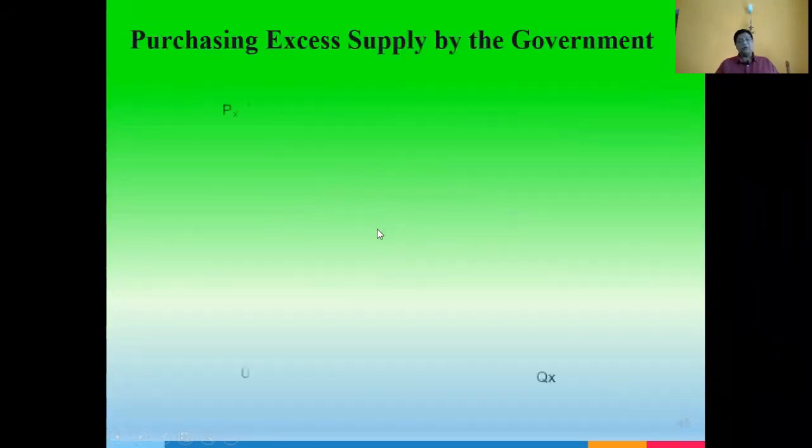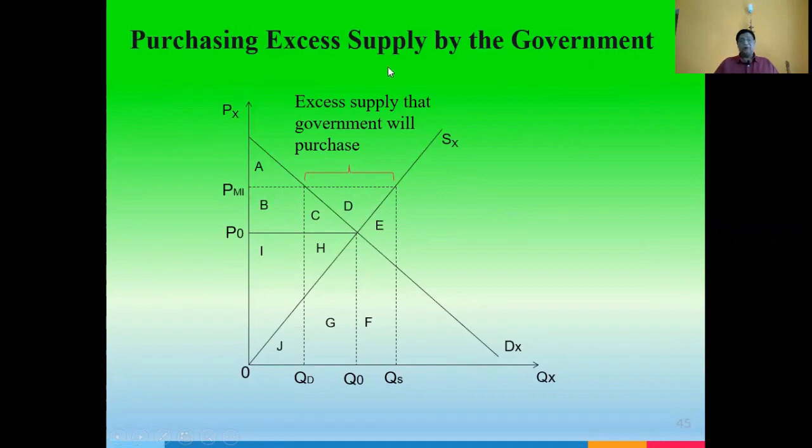Now I would like to focus on purchasing excess supply by the government. I would like to discuss the economic implications of this economic policy package. The government introduces a minimum price and purchases the excess supply. Okay, I would like to discuss in detail the economic implications of purchasing excess supply by the government. This is the initial demand curve Dx, this is the initial supply curve Sx, this is the equilibrium price P0, this is the equilibrium quantity Q0.